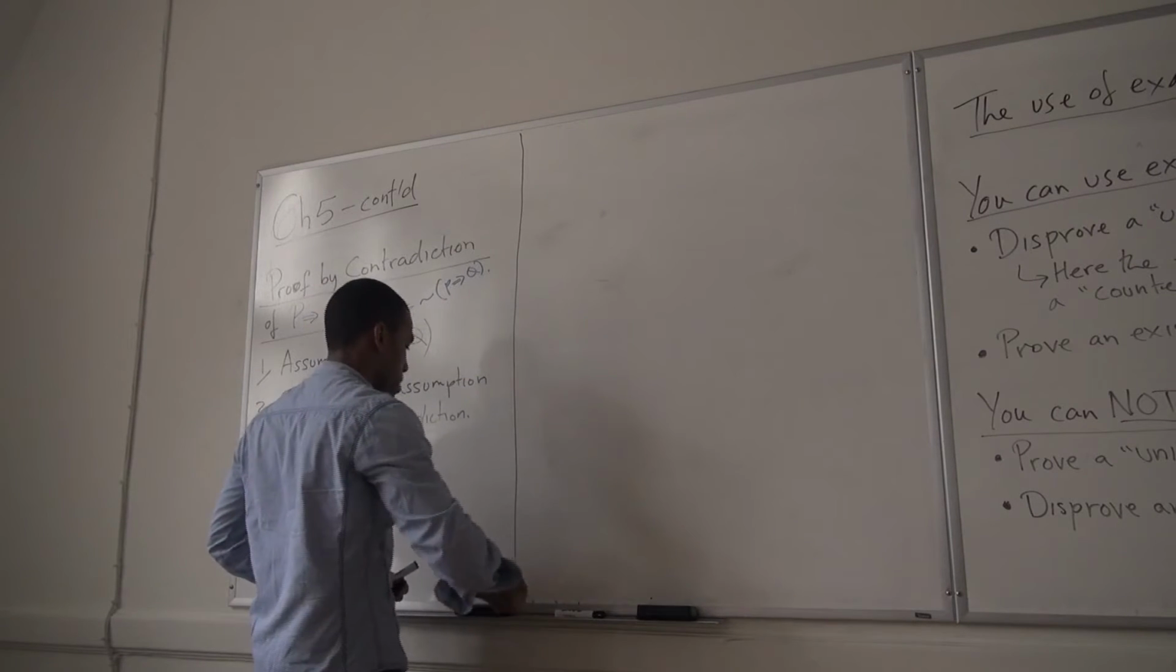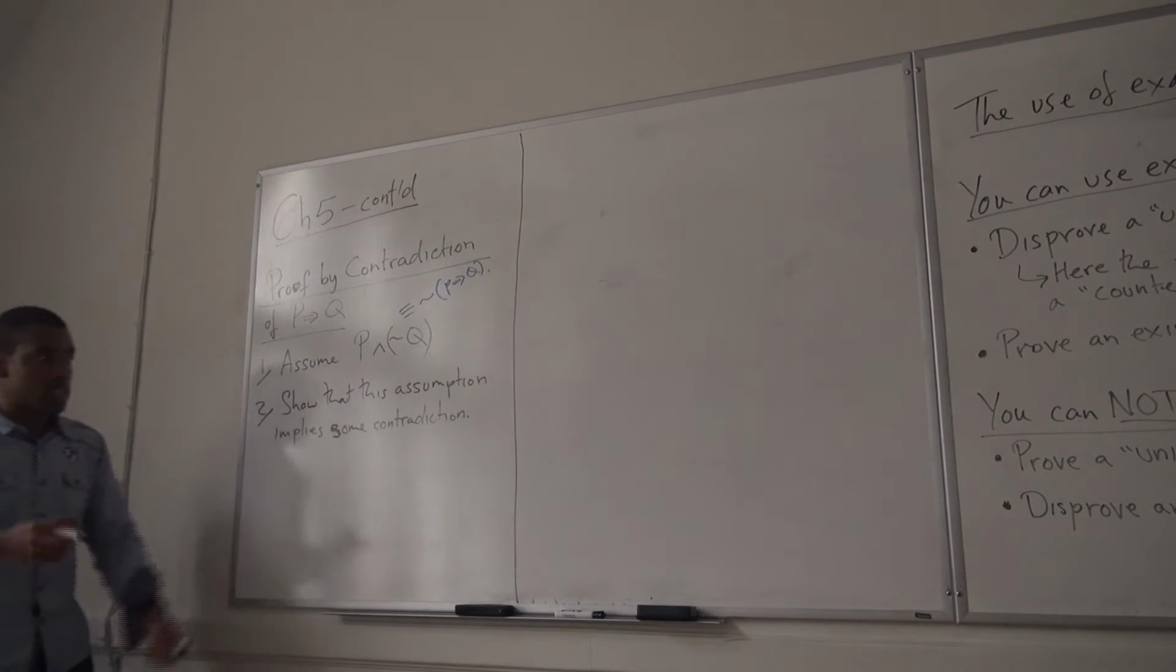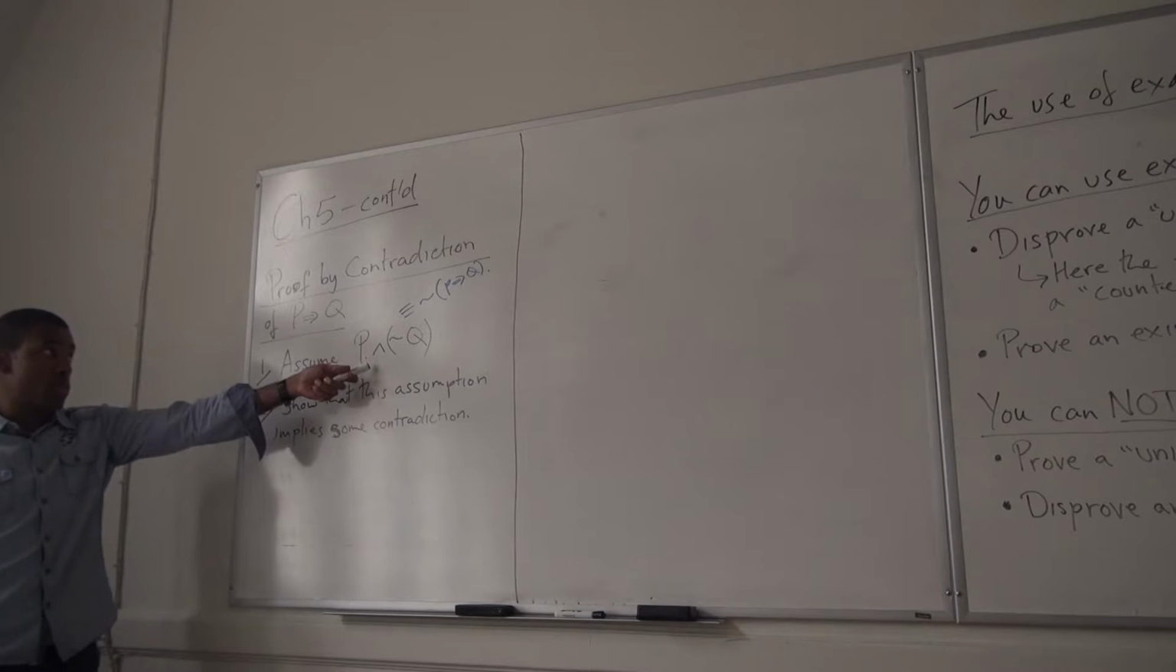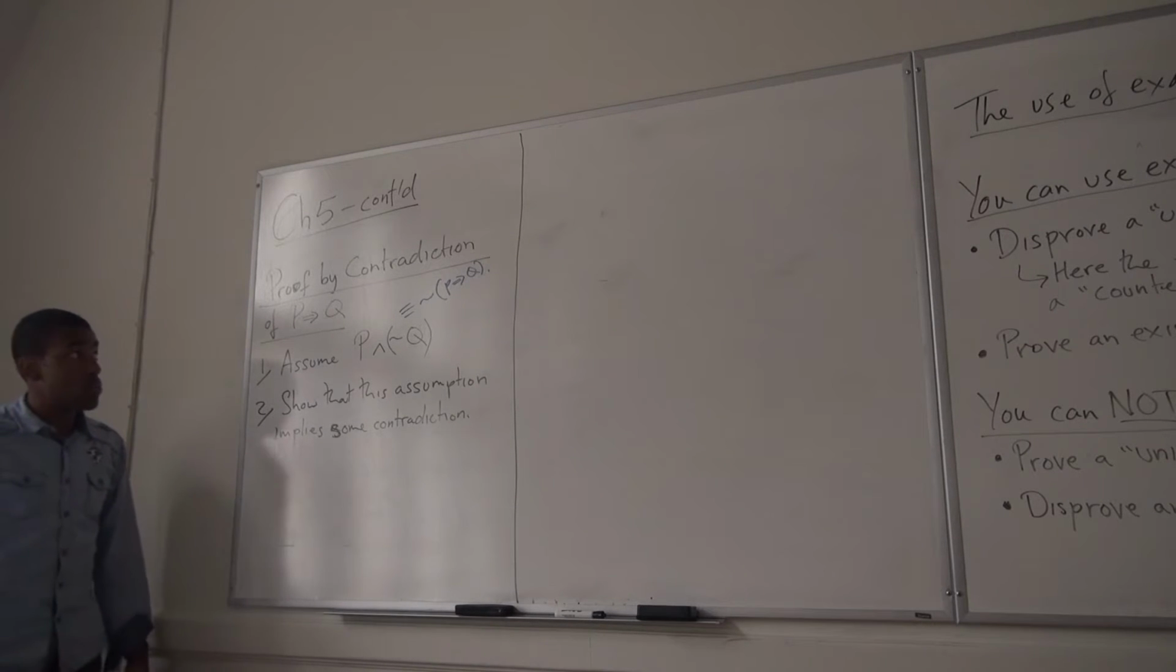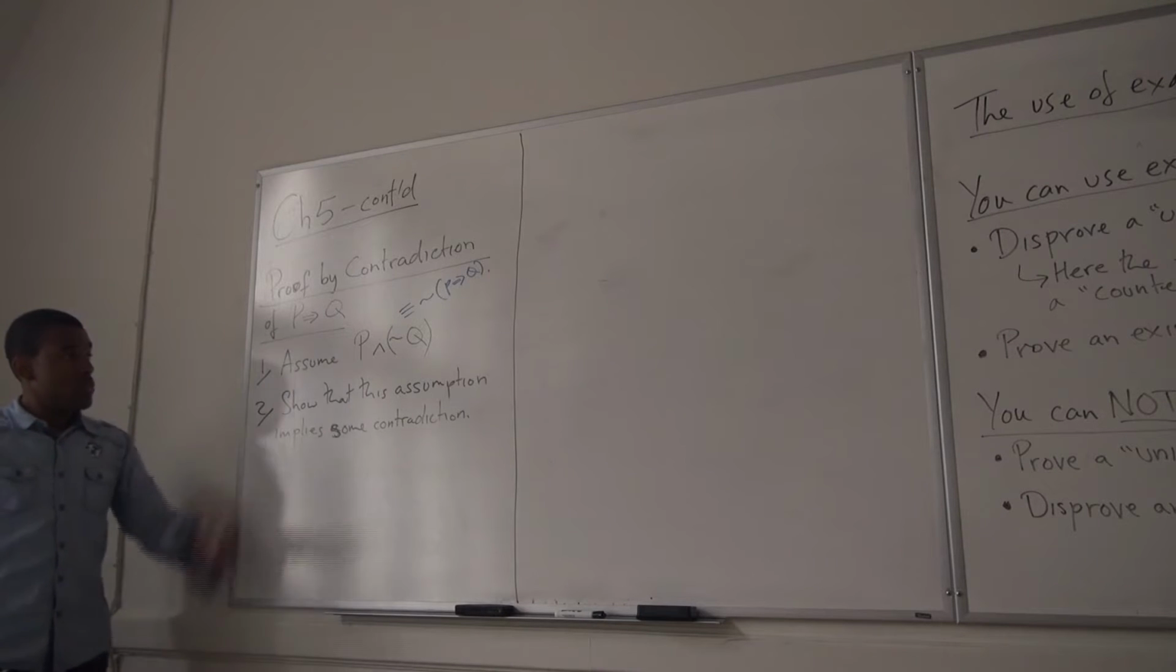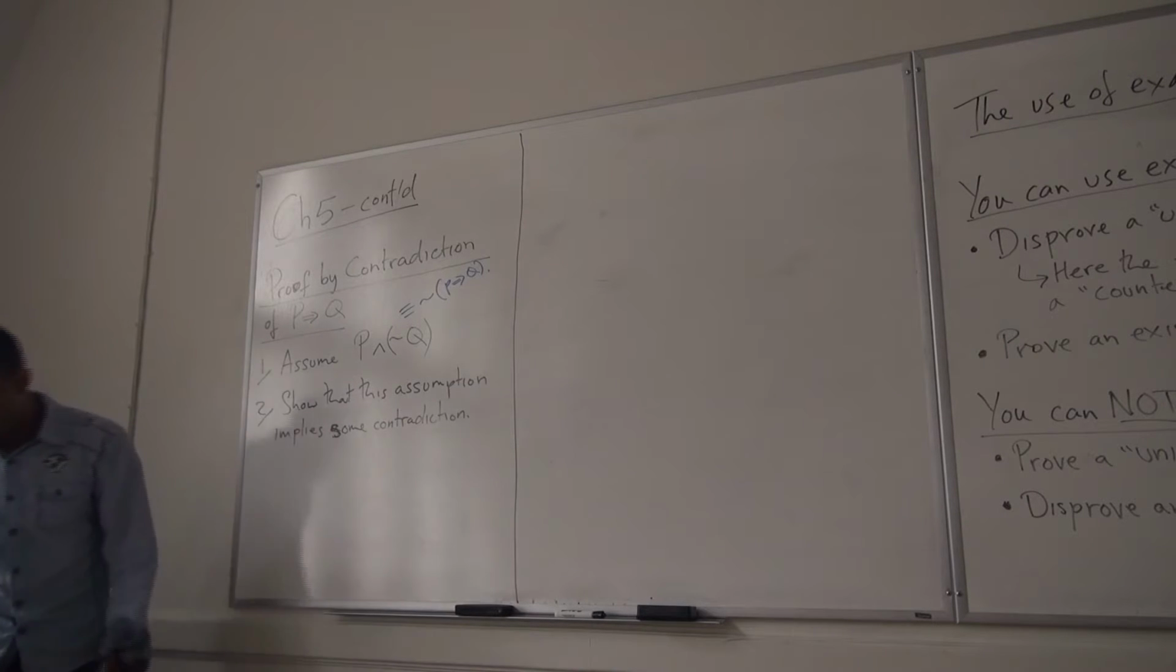Once you can prove that this assumption implies any false claim, then it means that this has to be false, which means that the original statement has to be true. And so that's basically how we prove a P implies Q statement by contradiction.